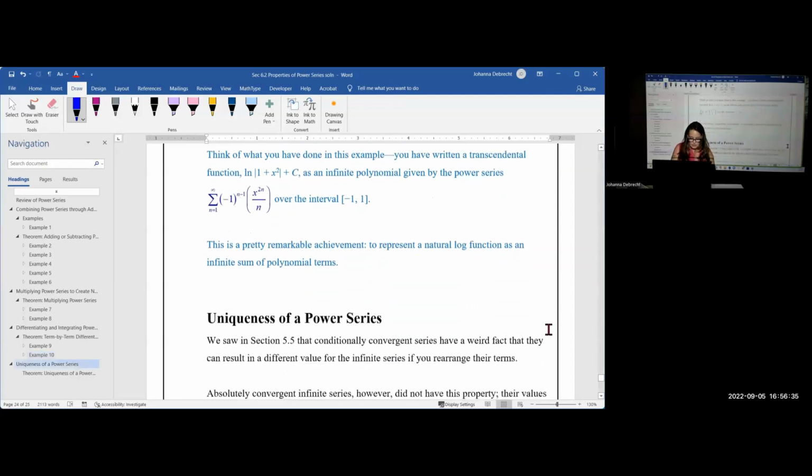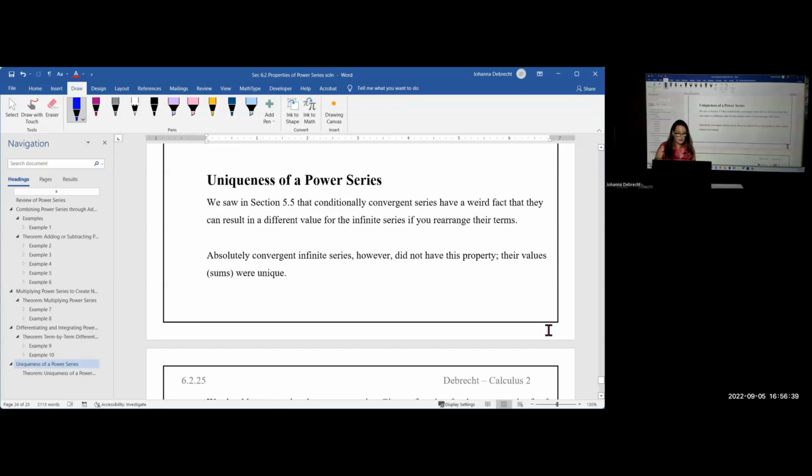Now we have one more theorem to cover before we end this video, and that's the uniqueness of a power series. So we saw in section 5.5, I think it was 5.5, when we were talking about the alternating series test, that conditionally convergent series had this weird fact that if you rearrange the terms of the series, you could get it to converge to a different number. I know, it kind of blows the mind. This is true for conditionally convergent series, the ones where the absolute value of the series does not converge, but the series converges without the absolute values. Those are called conditionally convergent. So they had this weird fact.